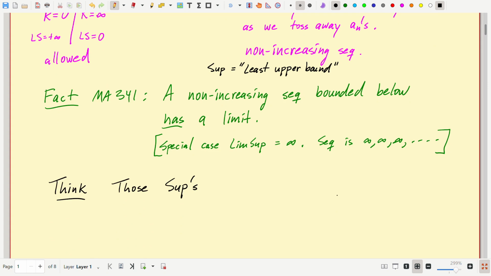Okay, so those sups are sliding. Think of them as sliding down to 1 over R. It can only get smaller.